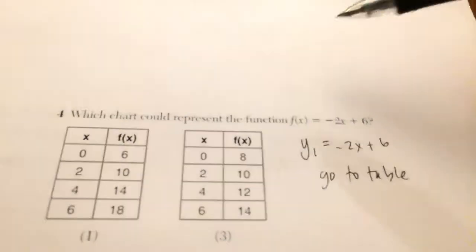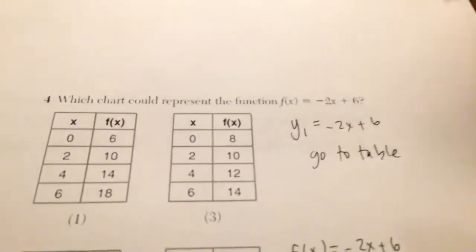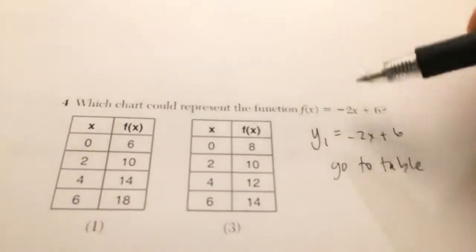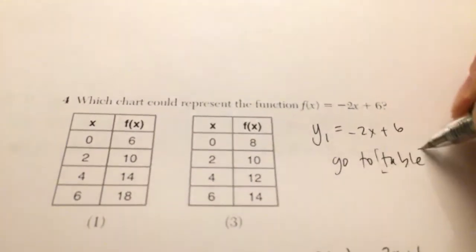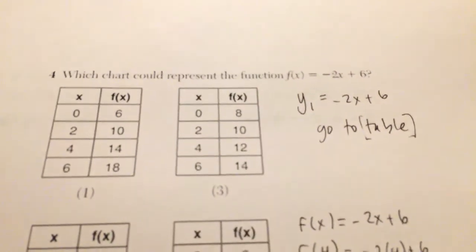Which chart could represent the function f of x equals negative 2x plus 6? What I recommend doing is putting this into your y1 on your calculator and then going to table. You can hit that by hitting second graph in the top right corner.